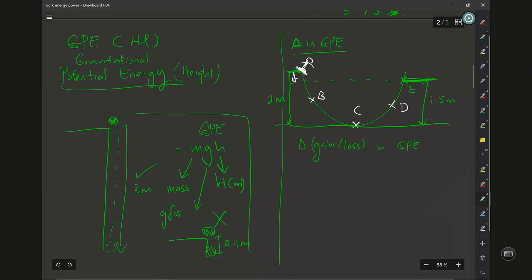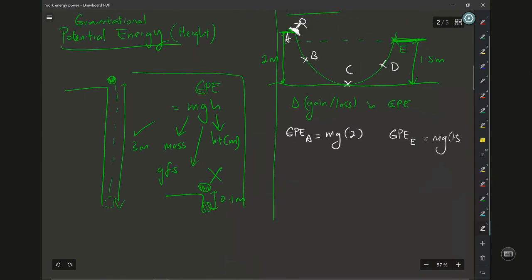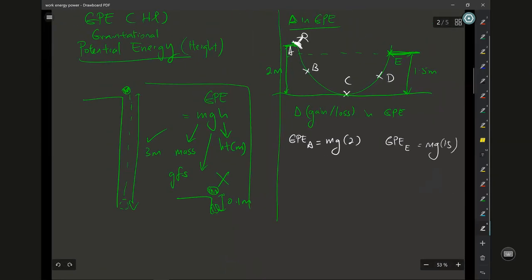Now we need to consider a few things. Okay, first thing was the skater at A, right? So let's count the GPE at A. It was something like mgh, where the h is actually 2. Okay, and the GPE at E is given by mg 1.5. That's because at E, the height from the lowest point is 1.5 meters.